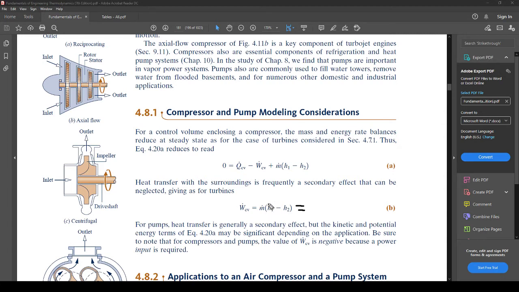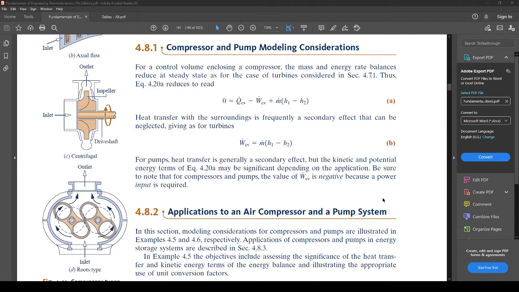Because H1, remember, enthalpy for steam is based on temperature and pressure. And if we get a higher pressure here, temperature goes with it, so therefore H2 will be higher, and so you will get a negative number. And the reason why is because the work going in has to be negative, right? Because it is a compressor.